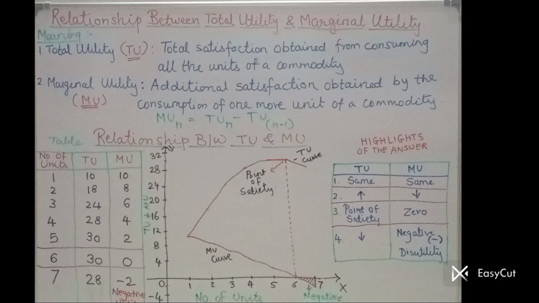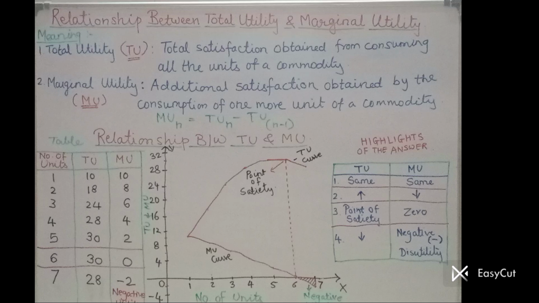First will be meaning. First meaning, total utility, TU. Now, as the name itself suggests, total, all of us know from our childhood about total. Total means when we go on adding something, then we arrive at the total. We do the summation and then we arrive at the total. So same meaning here. What is total utility?